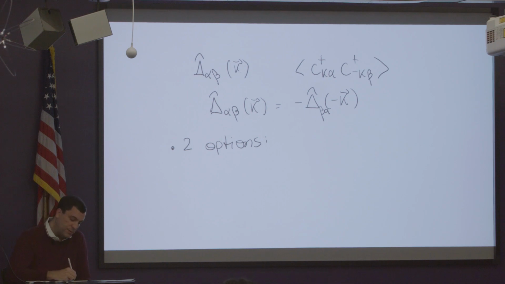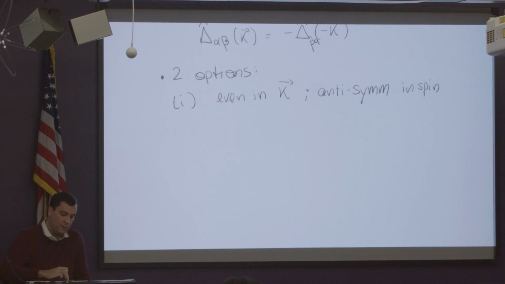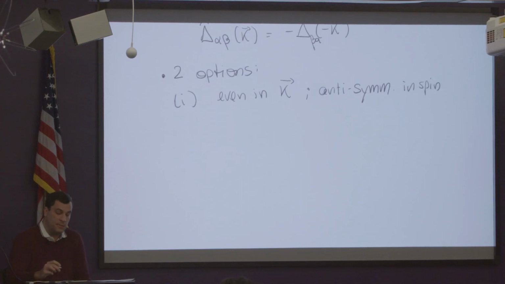okay? So one option is that the function in momentum is even, so it's even in k. And then to satisfy this relationship, I have to be anti-symmetric in the spin, right? So how do we do that? Well, the easiest way is, what do we do with 2 by 2 matrices? Well, we just write them in terms of Pauli matrices, right? That's what we do. So I can always write this delta alpha beta in some basis.